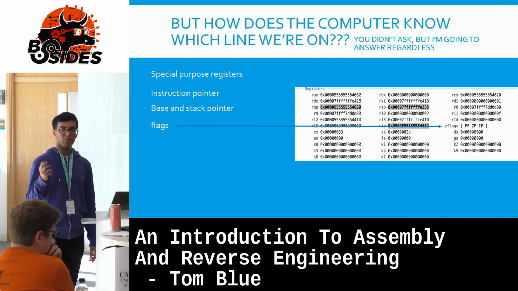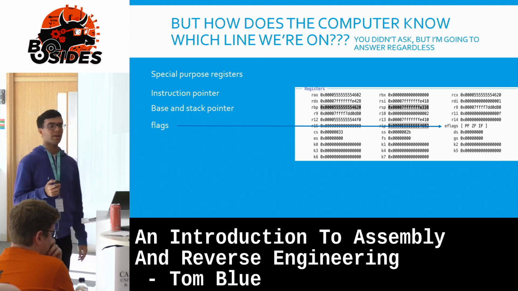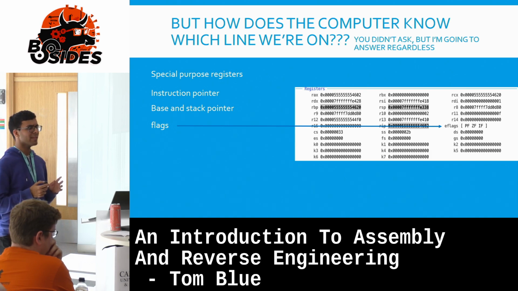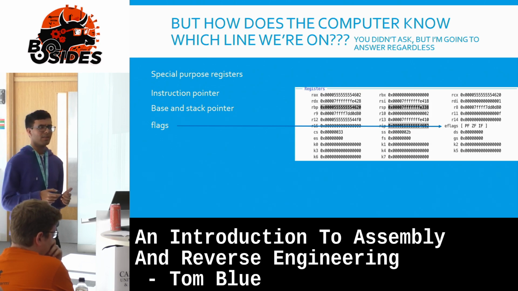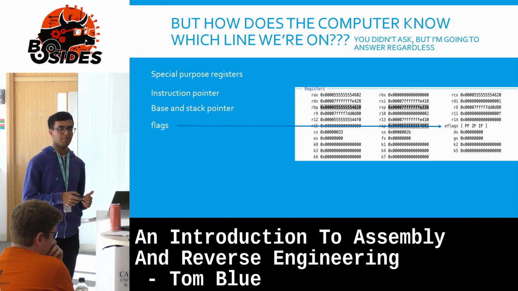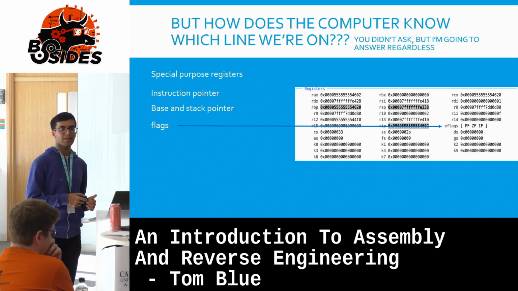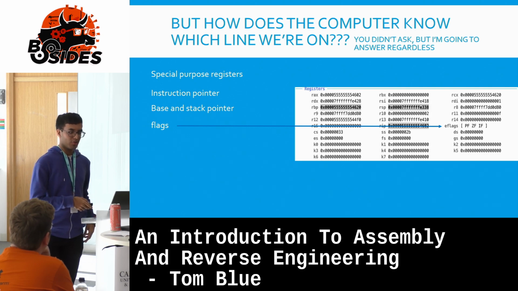There's a flags register, which holds a number of important flags relevant to the code executing, such as the zero flag, which indicates that the result of the previous operation was zero. There's the parity flag, which indicates whether the result of the last instruction was odd or even. There's the interrupt enable flag, which indicates whether interrupts can basically happen at this part of the execution.